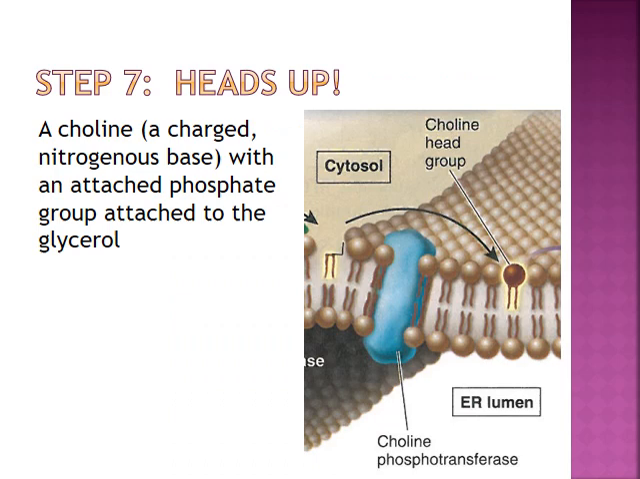I go to step 7. Then you have a choline group come along that acts as a head. So the phosphate's gone, the head binds, and now we have a fully completed phospholipid.